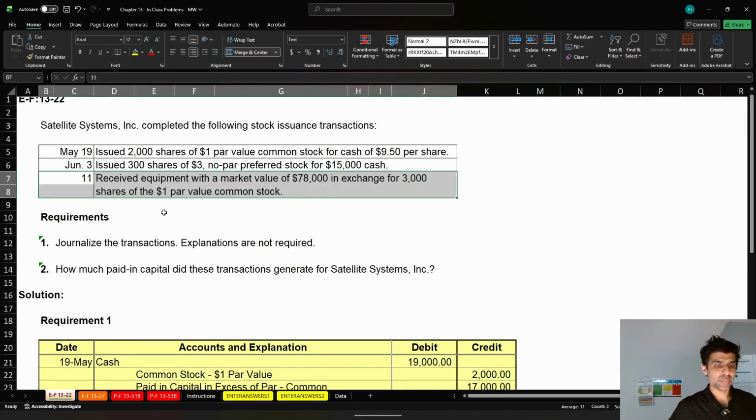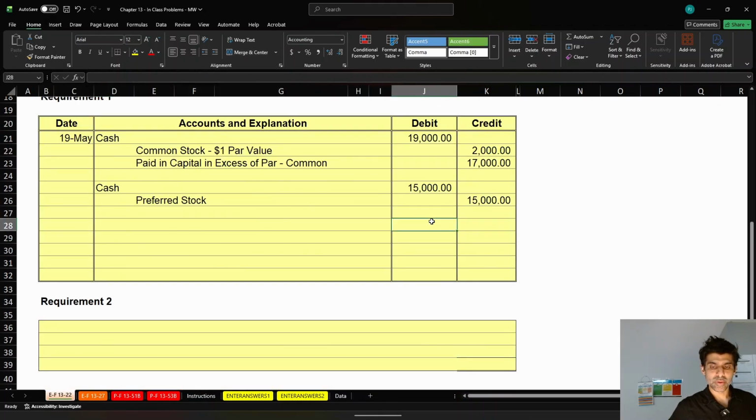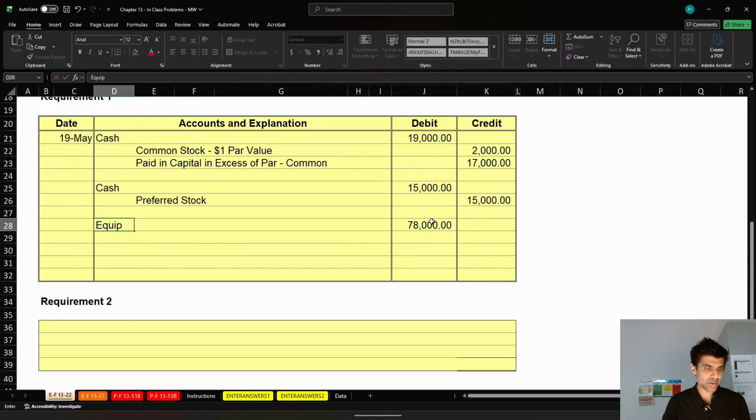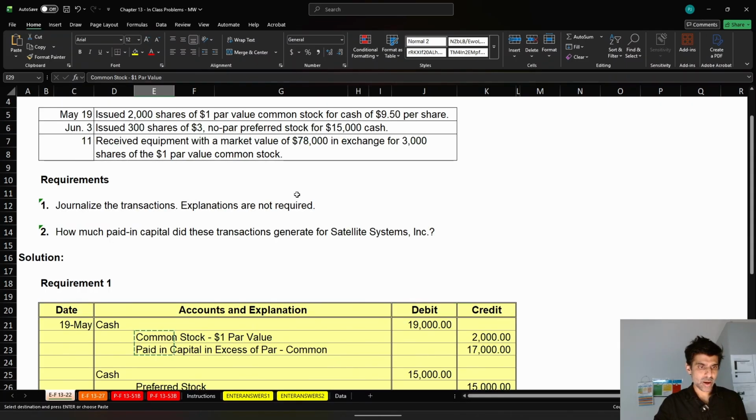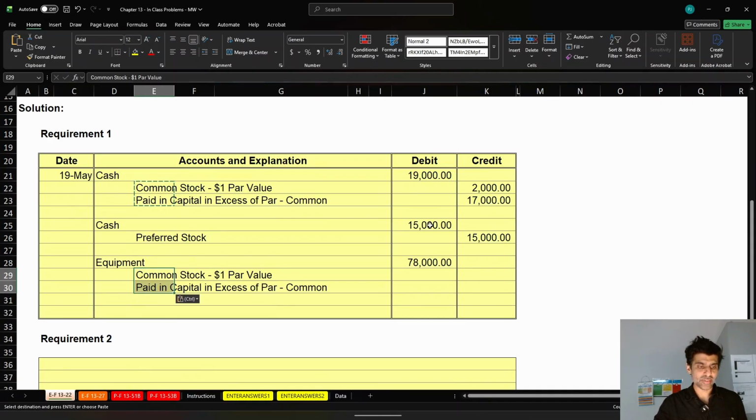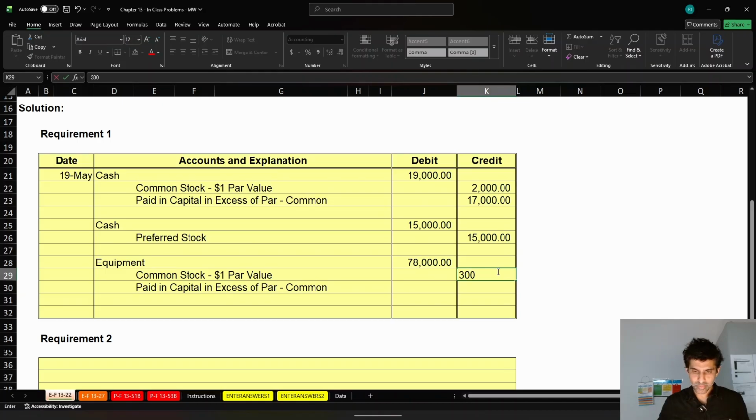Okay, and then this last one, received equipment with the market value of 78,000 exchanged for 3,000 shares of $1 par value common stock. So 78,000 is the total value. We're getting equipment. We're going to have basically these two same, and it's for 3,000 shares. It's going to be 3,000. And then the paid in capital in excess is just 78,000 minus 3,000.